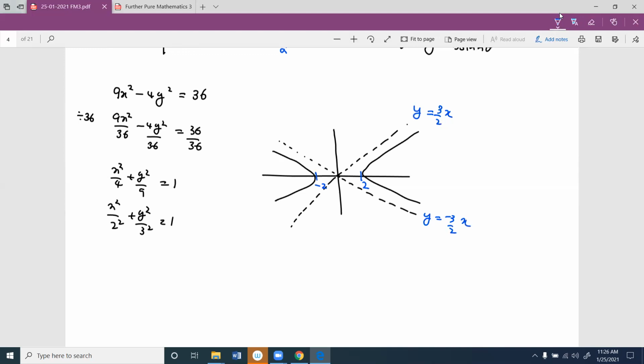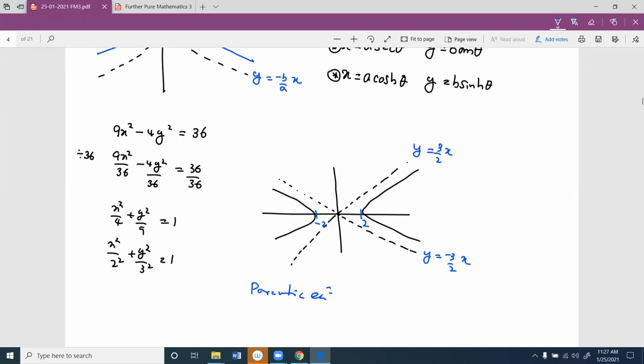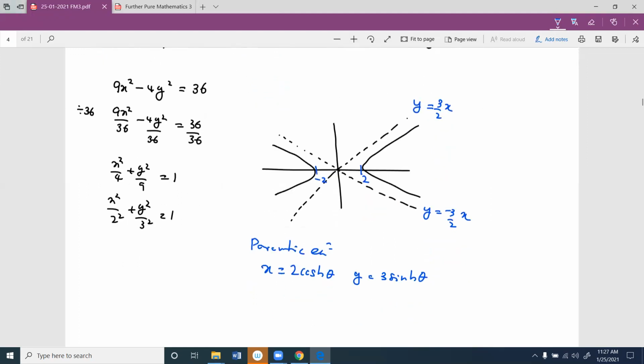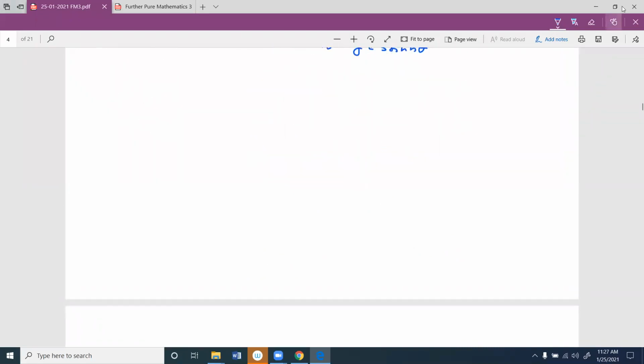Then they can ask you for the parametric equations. How do you write the parametric equation? The most prominent parametric equation is this. So you can write x equals a, which is 2 cos theta, and y equals 3 sin theta. That's a way of forming the parametric equation for that, right? That's the first type of question they can ask you.